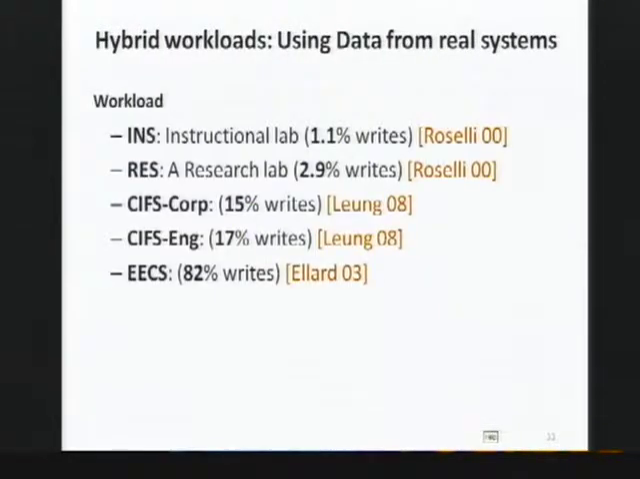And we also wanted to use data from real systems, the workload. So we used information from these 5 studies. The first 2 are instructional lab and research labs, with very little writes, less than 3% write in both cases. The next are corporate and engineering workloads from a recent paper, and these have somewhat more, but still less than 20% writes in both cases. And finally, there is this weird worst possible case workload, and it has 82% writes, only 18% reads. This is a really weird behavior, but that's the worst possible case people can have.